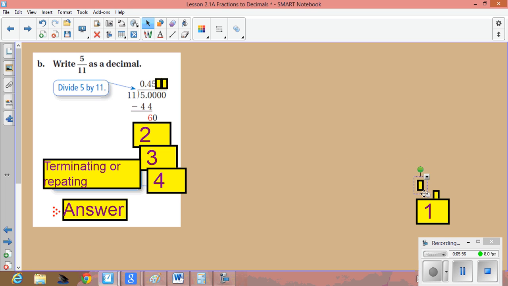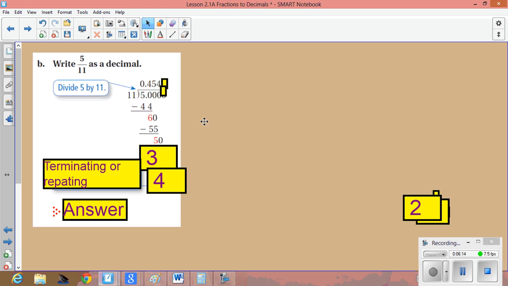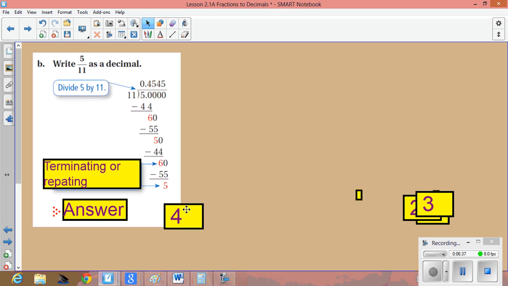So how many is 11 times 5? We get an answer of 55. Subtract to get 5 again and bring down a 0. How many times does 11 go into 50? Hopefully you have said 4. 4 times 11 is 44. When you subtract, you get 6 and bring down the next 0. How many times does 11 go into 60? We get an answer of 5. 5 times 11 is 55. And we have a remainder of 5.